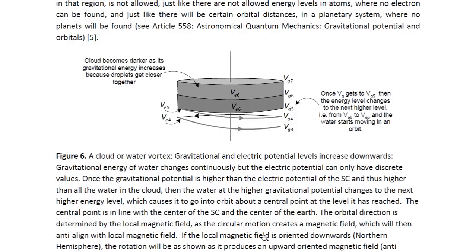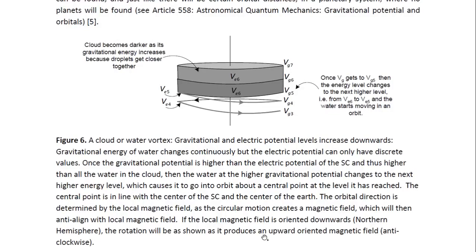The orbital direction is determined by the local magnetic field, as the circular motion creates a magnetic field which will then anti-align with the local magnetic field. So if the local magnetic field is oriented downwards, which is what we would expect in the northern hemisphere, the rotation will be as shown here, and that's anti-clockwise. So we will get an anti-clockwise rotating vortex then.